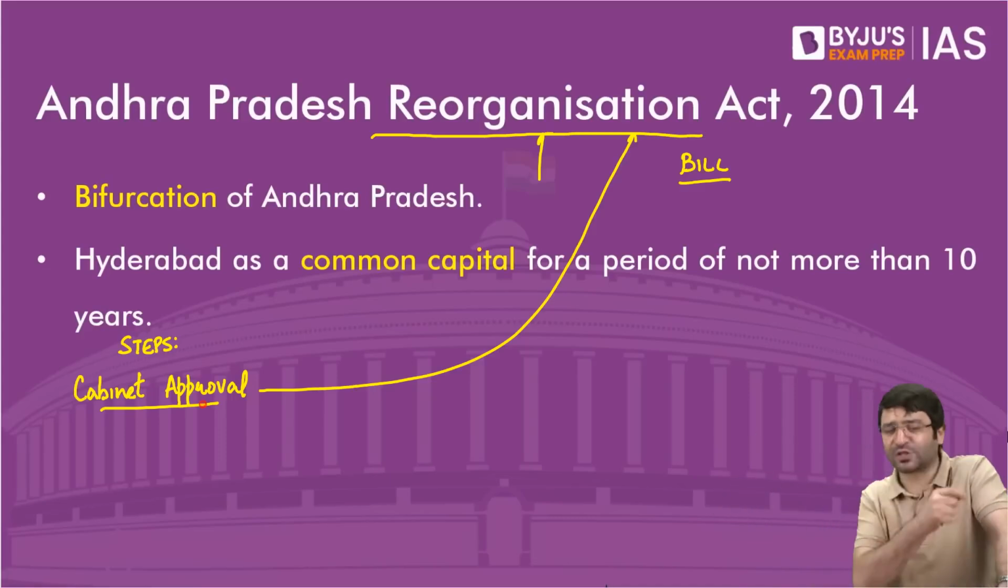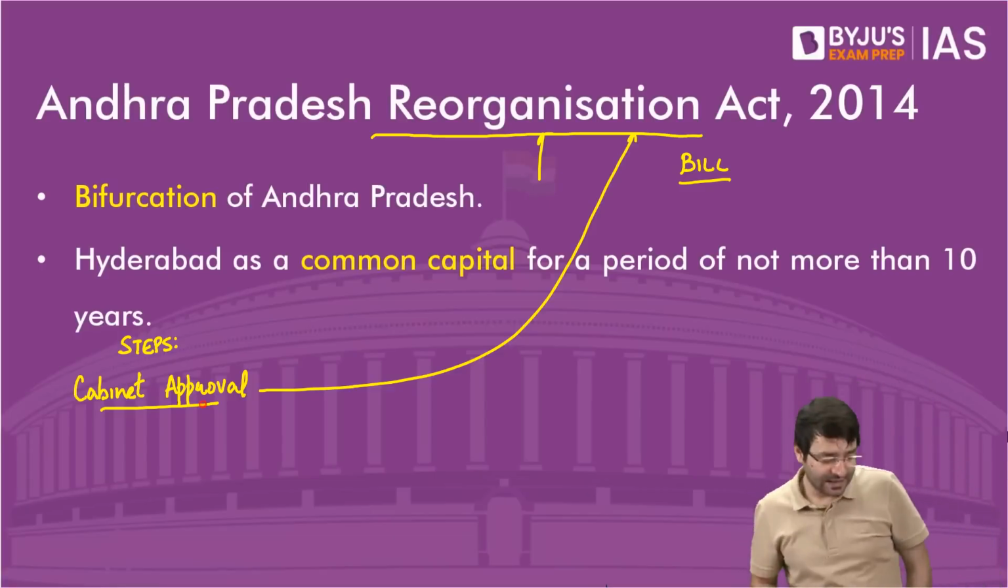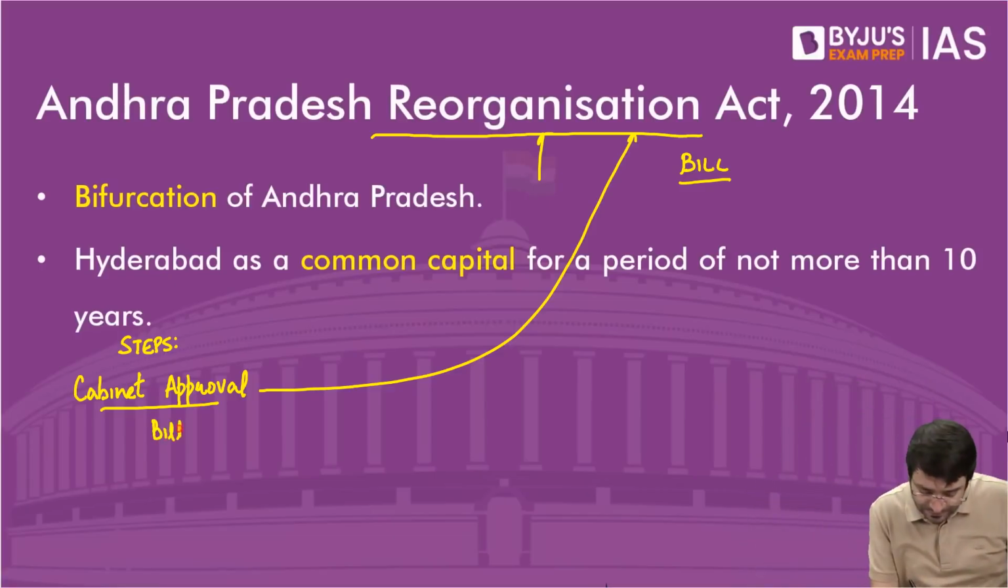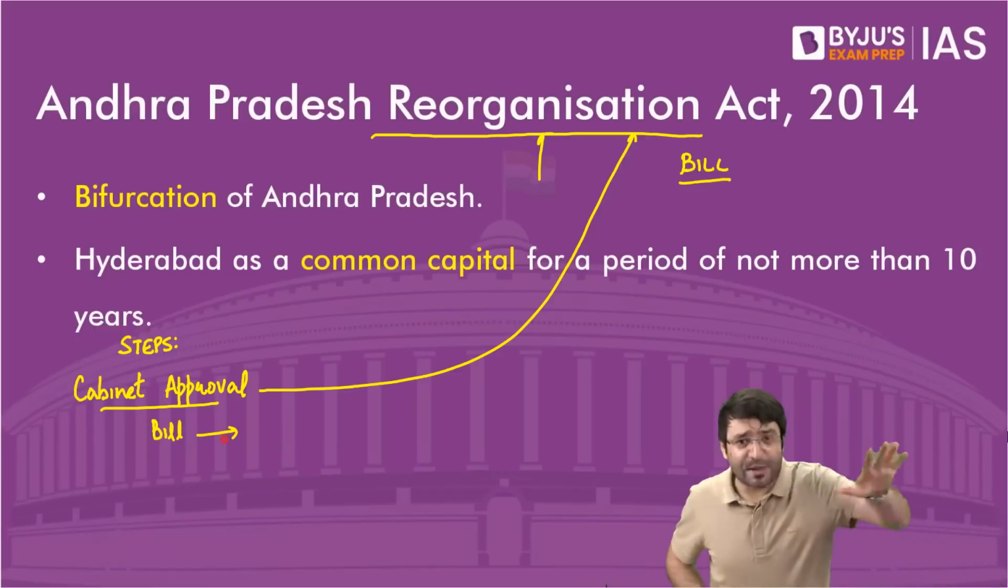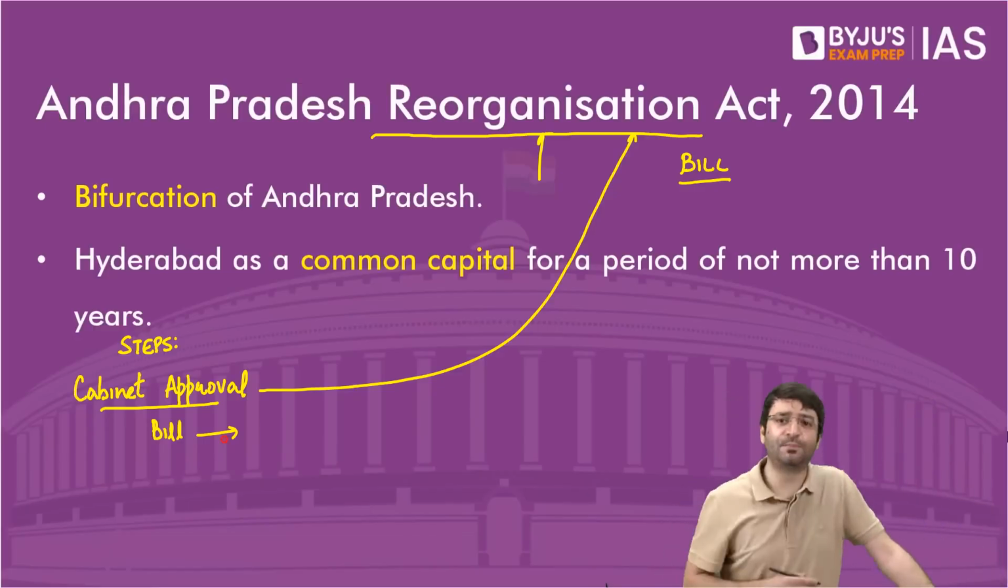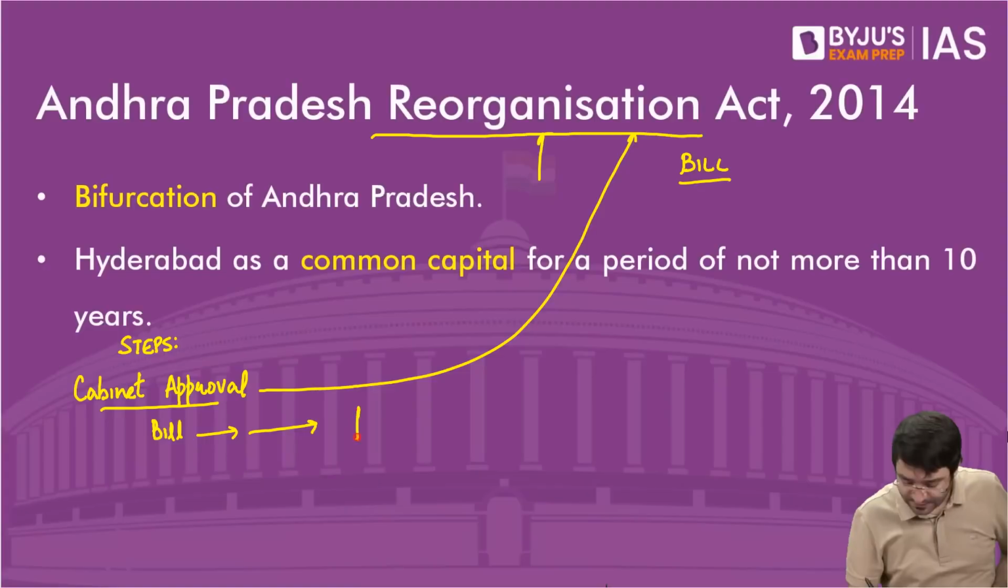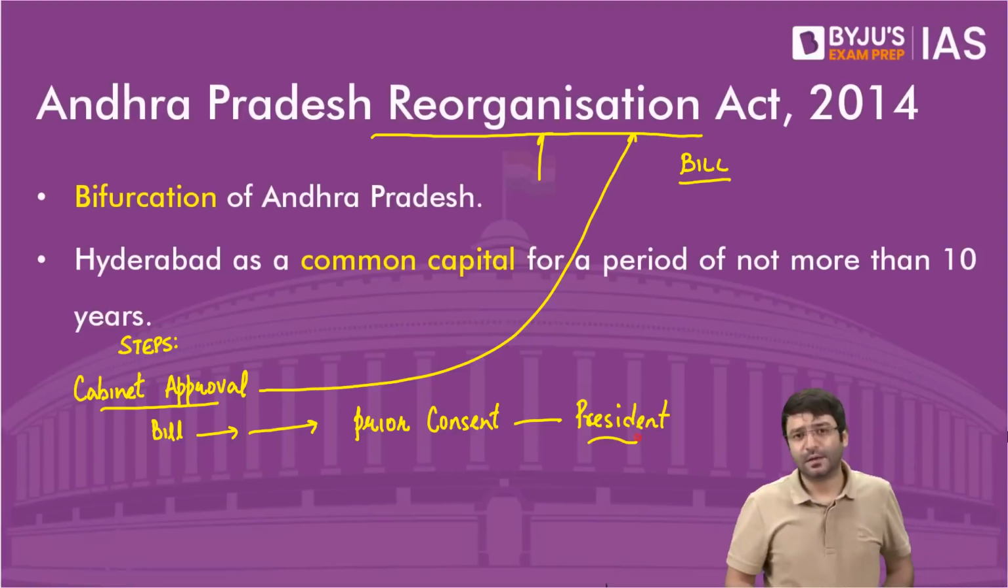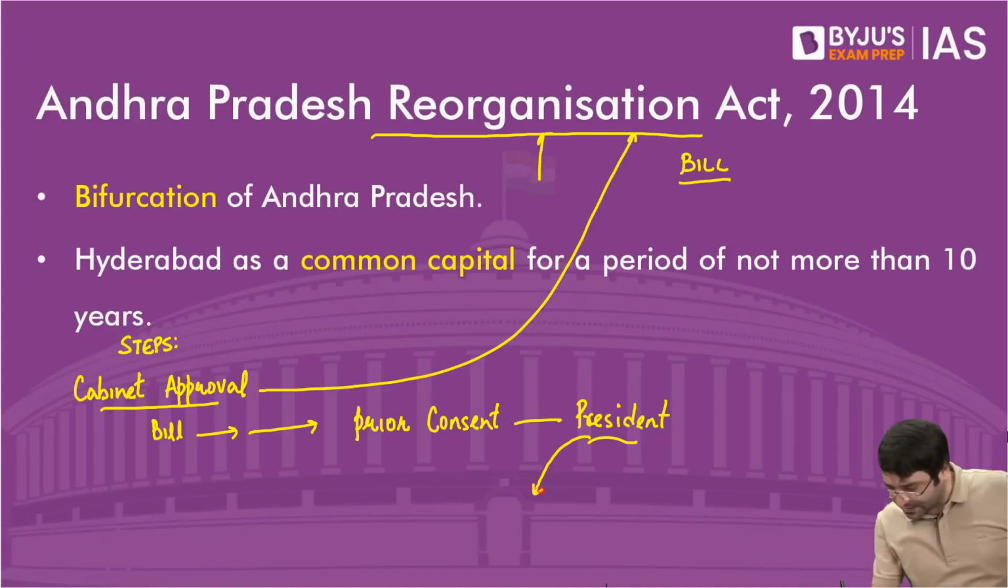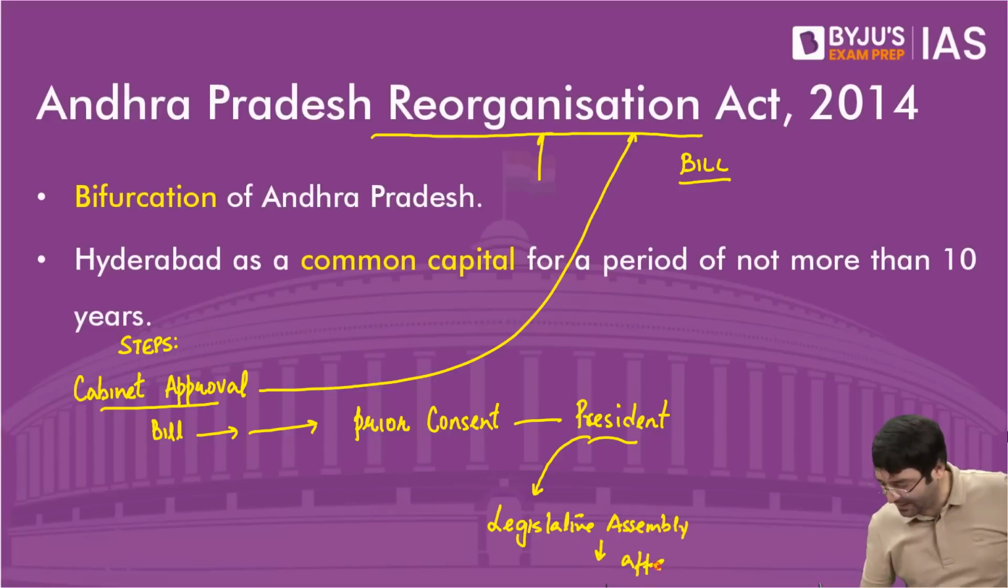But the consultative process that constitution talks about is that this bill, before it can be presented to the parliament, requires prior consent of the President of India. And the President of India, before giving his consent, will send this bill to the Legislative Assembly of the state which is going to be affected by this.